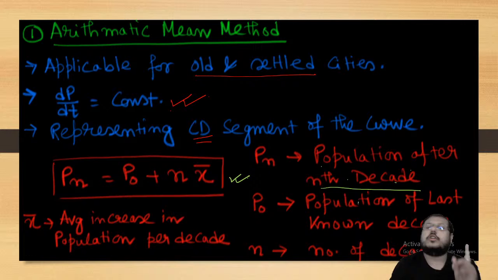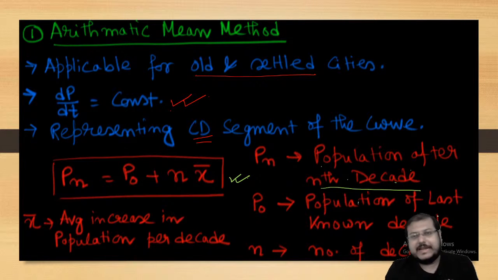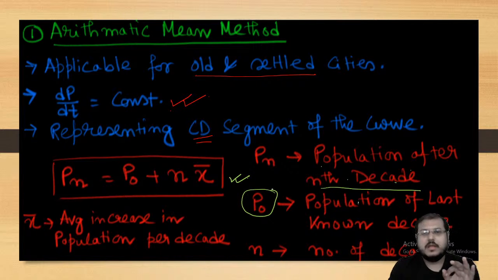Don't get confused. Normally, when you write suffix 0 or naught, you take it as time t equals 0. No. Here, the population of the last known decade is represented by P naught. N is the number of decades.